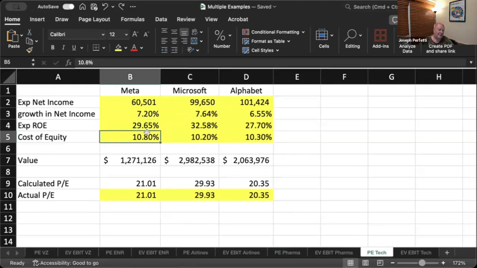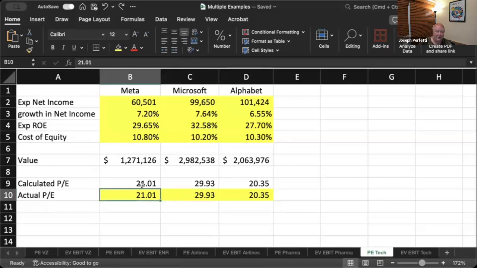30% versus 11, it's about 19 points. 33 versus 10. So Microsoft is trading at a premium to Meta because they have a slightly higher spread, a couple extra points, and they're growing at about 0.44% more per year. And Microsoft has slightly less risk, 10.2% cost of equity against 10.8. That's why Microsoft is trading at a premium to Meta. That's why Meta is trading at a discount to Microsoft.